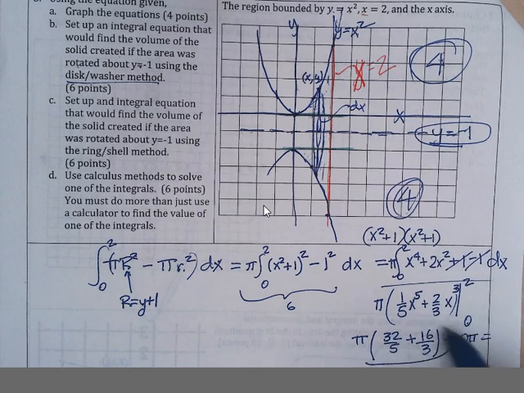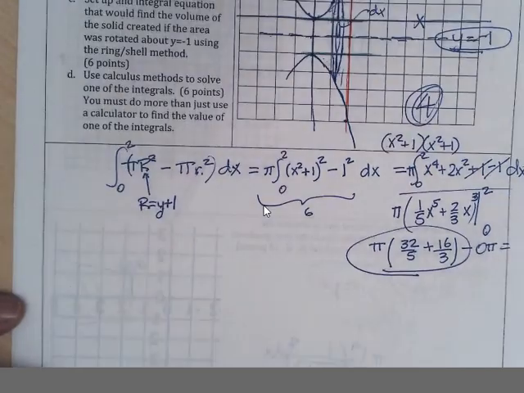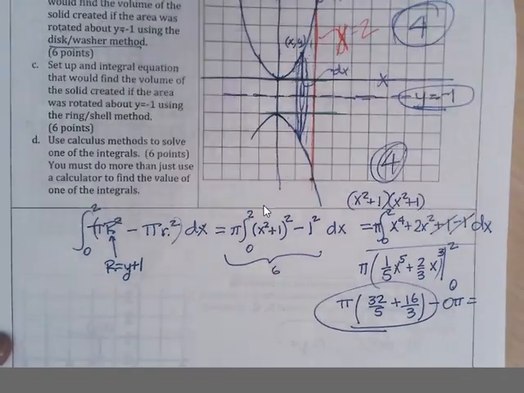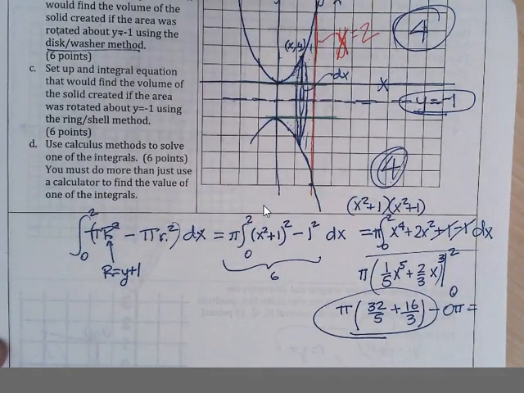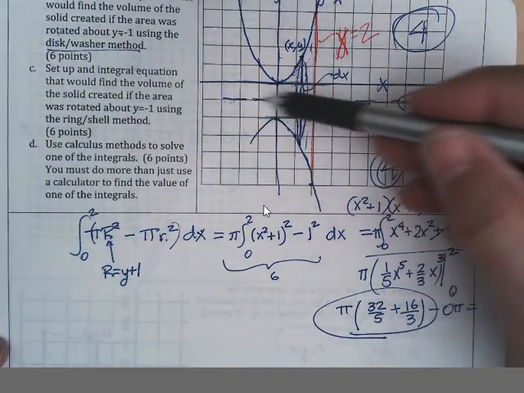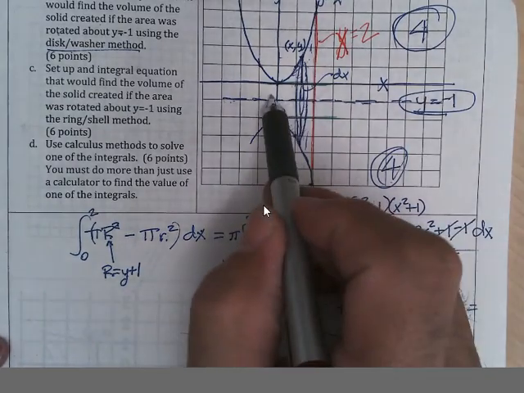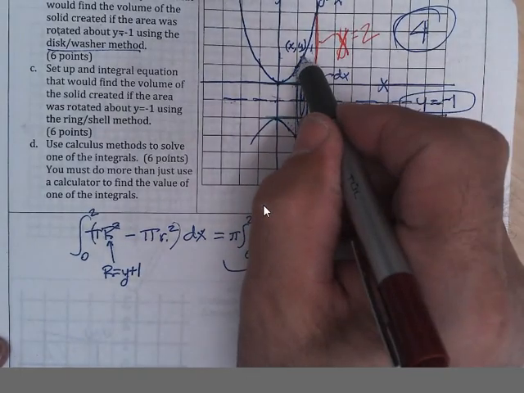So there is my exact answer for the volume. Now let's do it again using the shell method. So now instead of slicing perpendicular to the axis, we slice parallel. So it hits right there.